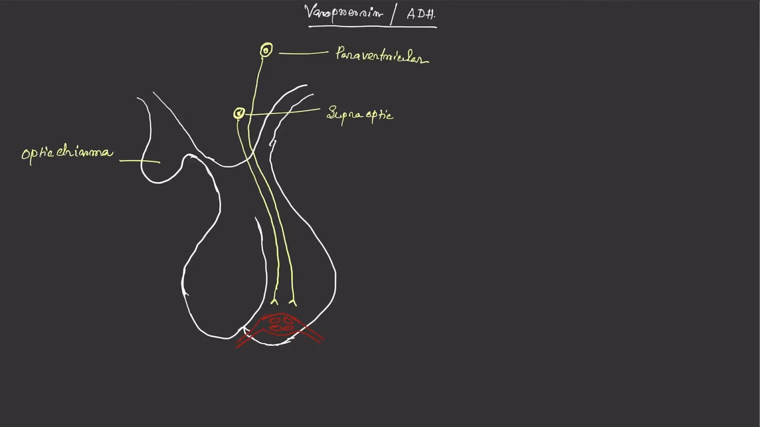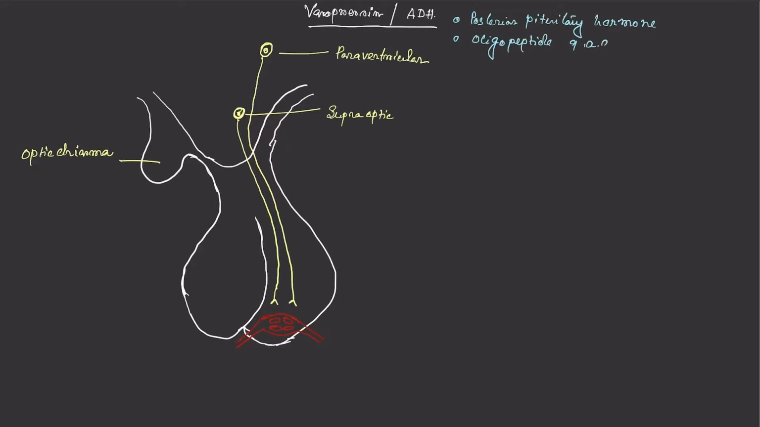Today we will discuss a posterior pituitary hormone, that is arginine vasopressin, or simply vasopressin or antidiuretic hormone. Another posterior pituitary hormone is oxytocin. It is a small molecule, an oligopeptide having a 9 amino acid sequence.